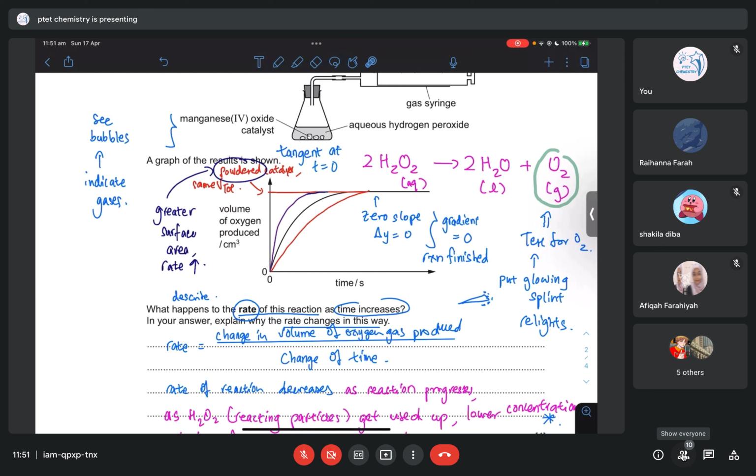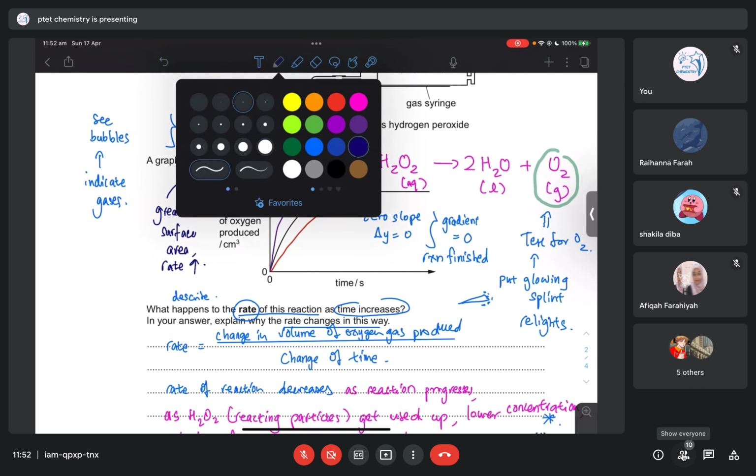How can you tell from this graph which one has a higher rate? Is it the red color one or the purple color one? Which one is faster? Which one has a higher rate of reaction? Purple or red? The purple is actually correct because rate is the gradient of this graph. The gradient of this graph is the change in the amount over change in time.